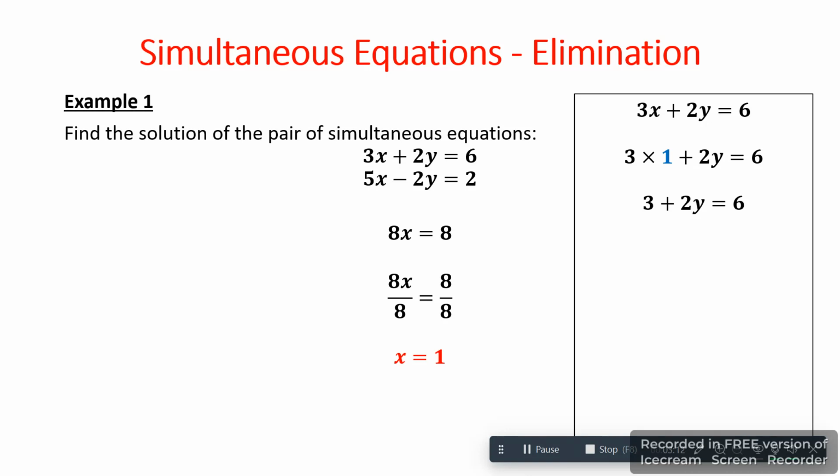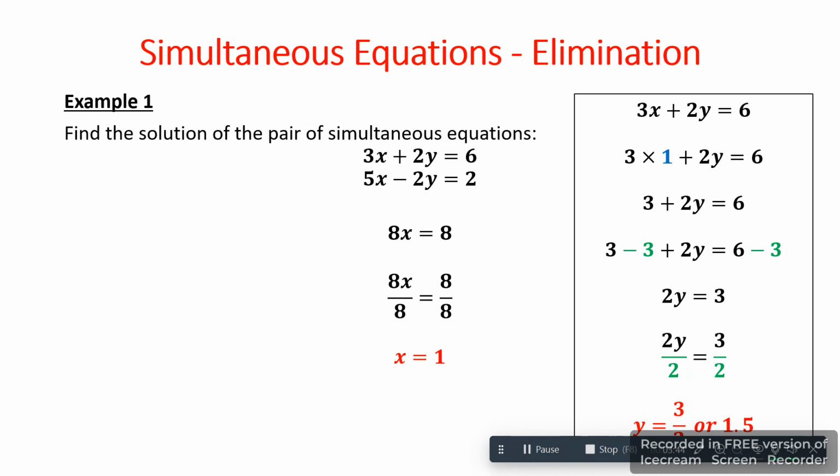Now we're going to rearrange that to get what y is equal to. So we're going to subtract 3 off both sides to get rid of the 3 on the left. That leaves us just with 2y on the left-hand side. And 6 take away 3 equals 3. So we have 2y is equal to 3. And then we're going to divide everything by 2. And we're going to get y is equal to, now you can either leave it as a fraction, 3 over 2, or if you prefer, change it into a decimal, 3 divided by 2 is equal to 1.5.